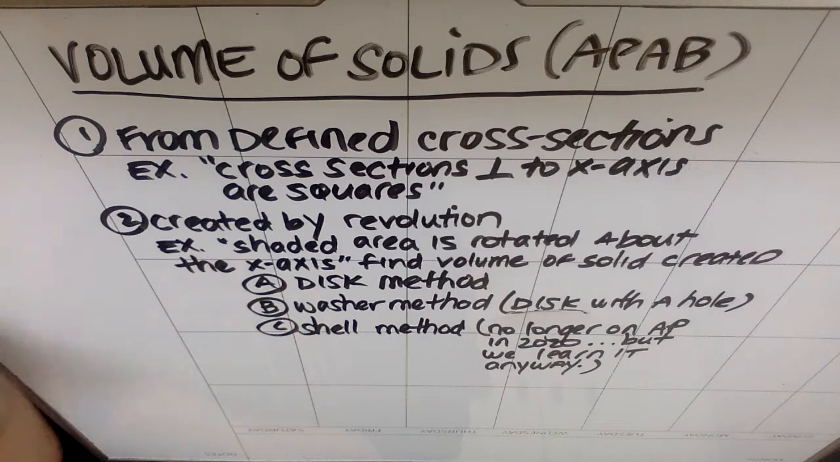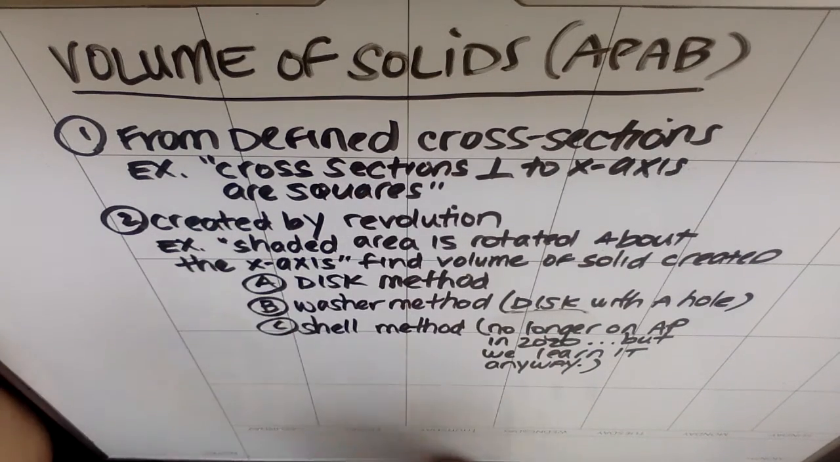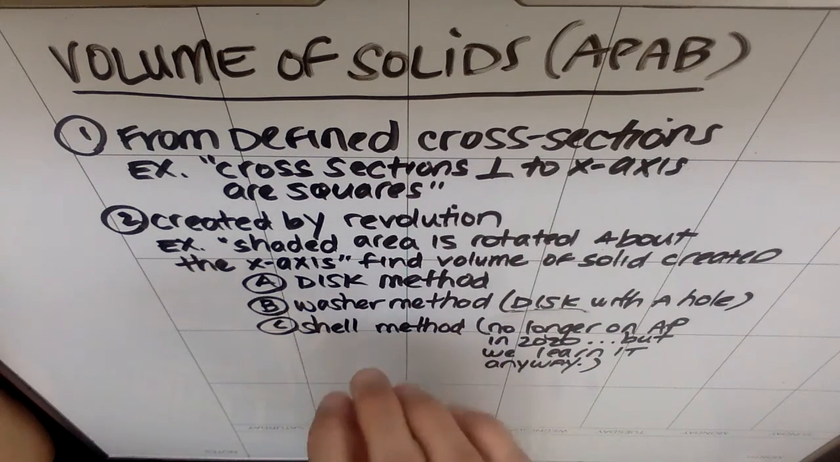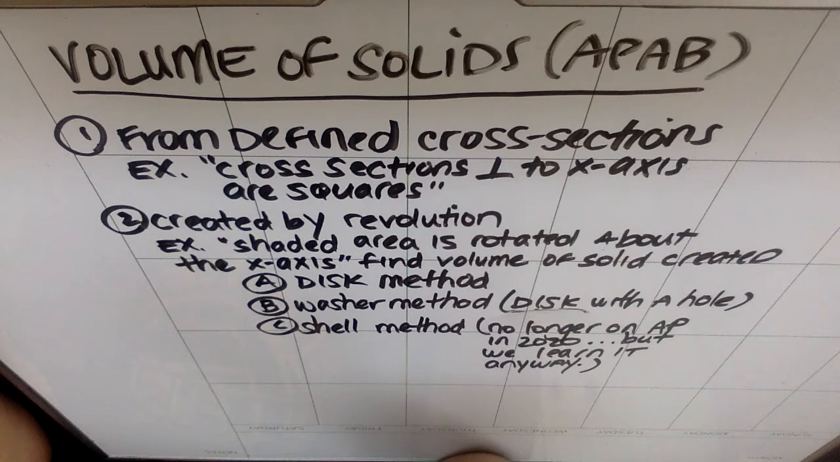So there are two basic ways you can see this problem presented. Either from defined cross sections, and the big hint that that's what's happening is you'll see the word cross sections in the problem. They will specifically define a kind of cross section and they'll use the word cross section. As an example, cross sections perpendicular to the x-axis are squares. So you can't miss that it's a defined cross section problem because they will use the word cross sections and they will define a shape like squares or semicircles or equilateral triangles.